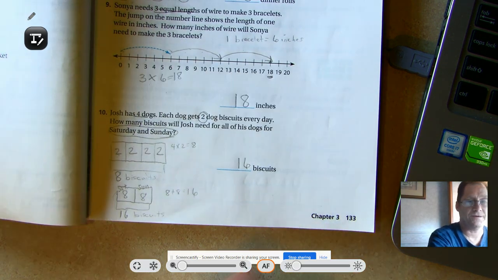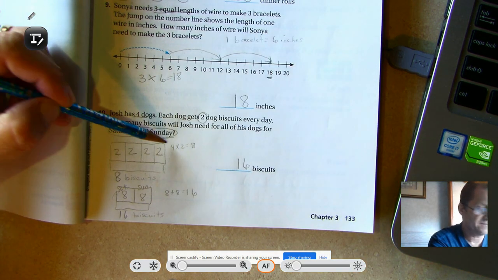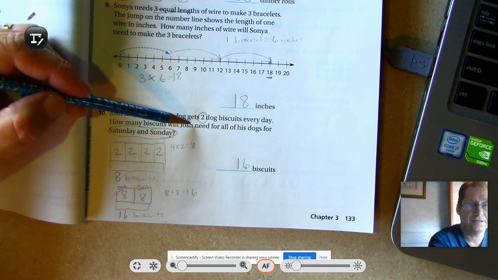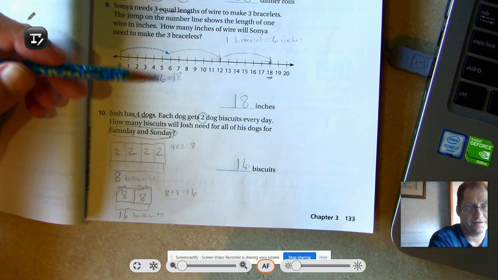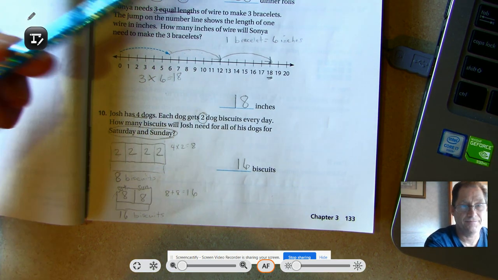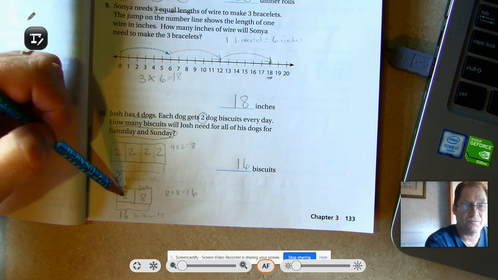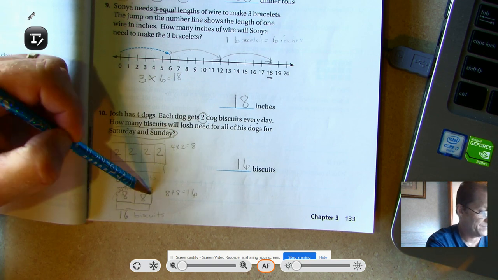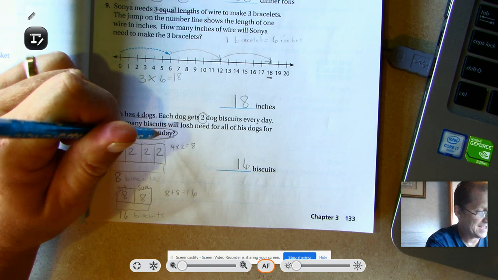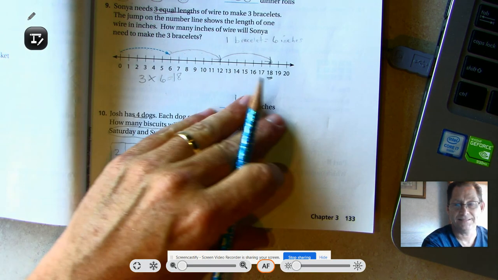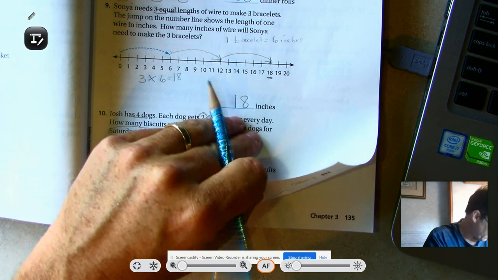So let's look at what we did here. We multiplied first to find out how many biscuits the dogs got on a specific day, because it says every day. And then we have another bar model with 2 8s in it because they received 8 biscuits each day, and it's Saturday and Sunday. So 8 plus 8, 16. Okay, let's move on to page 134.